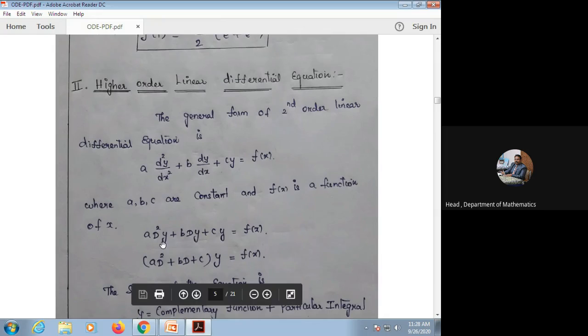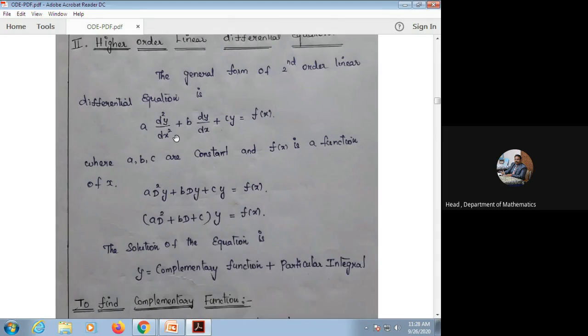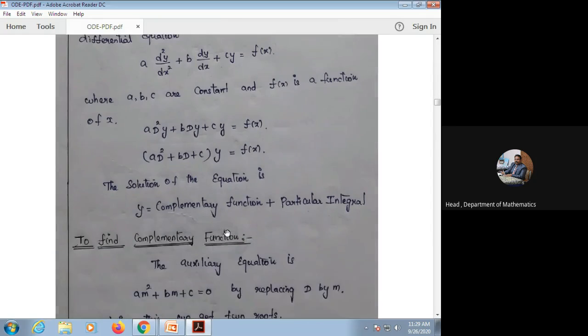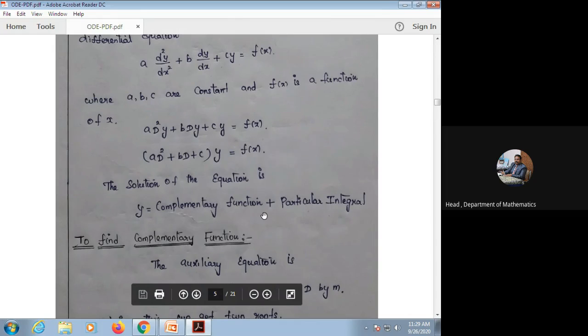How to rewrite this equation? Here a into d squared by dx squared is written as capital D squared into y, plus b into d by dx, that is capital D, the differential operator, into y, plus cy equal to f of x. Taking y outside, we get a D squared plus b D plus c into y equal to f of x. We have to solve this equation. We get the solution y equal to complementary function plus particular solution. We have to find two results in this equation, and together that is called the solution y.